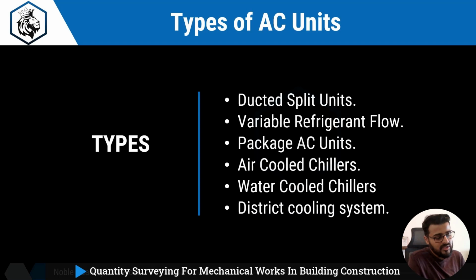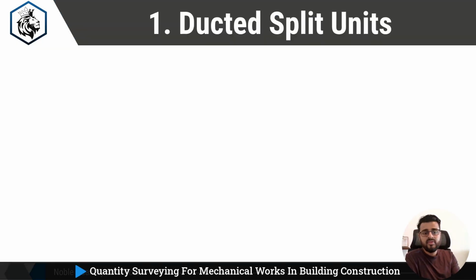And the last one is the district cooling system. This is a special kind of cooling system which is used nowadays in buildings. Okay, so all of this will be discussed in our upcoming lectures. So let's start. The first one is our ducted split units.